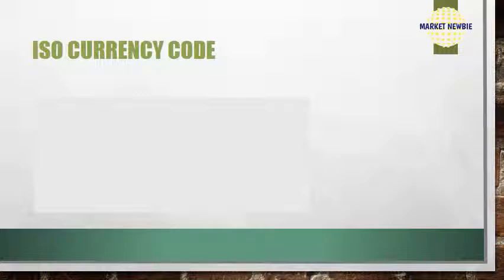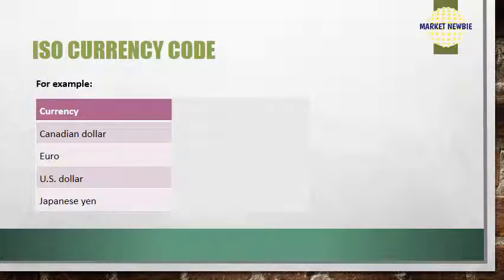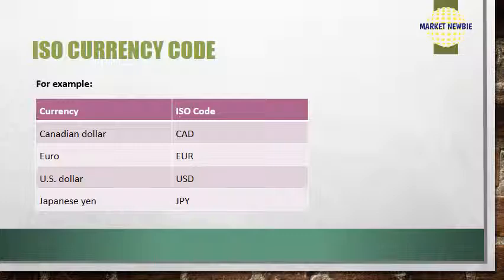One of the most basic concepts we should definitely get familiar with is the ISO currency code, and you will certainly get familiar with them as you continue on Forex trading. Basically, a code represents a particular currency, and here's a list of examples. In this column, it shows you the currency type: Canadian dollar, European dollar, US dollar, and Japanese yen. And in this column, it shows you the ISO code, which corresponds to that particular currency.